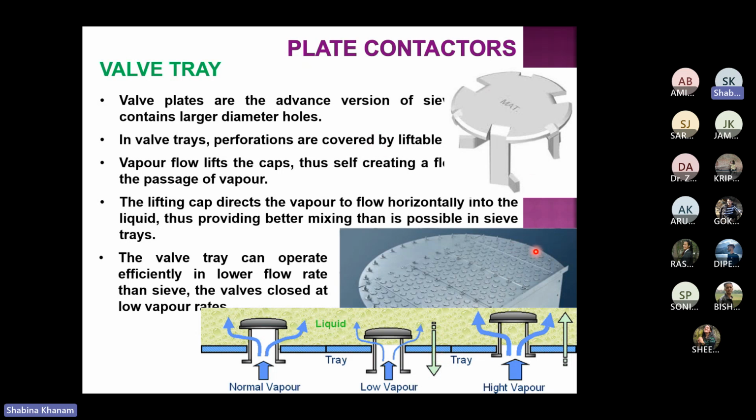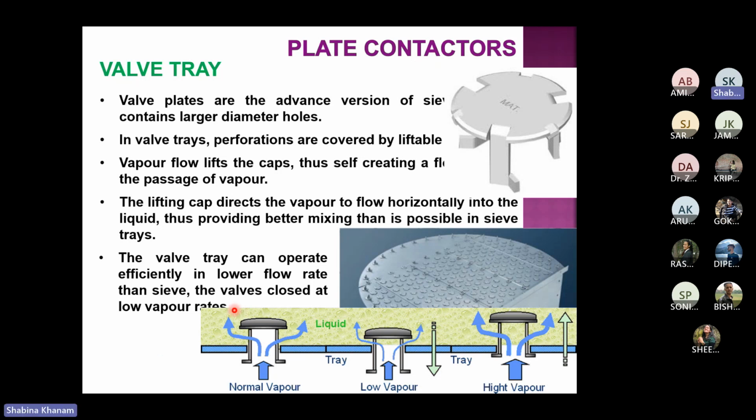Weeping will stop, because at very low vapor, the valve will not open up. So the liftable cap directs the vapor to flow horizontally into the liquid, thus providing better mixing than is possible in a sieve plate. The valve tray can operate efficiently at lower flow rates than a sieve plate. The valves close at low vapor rates.